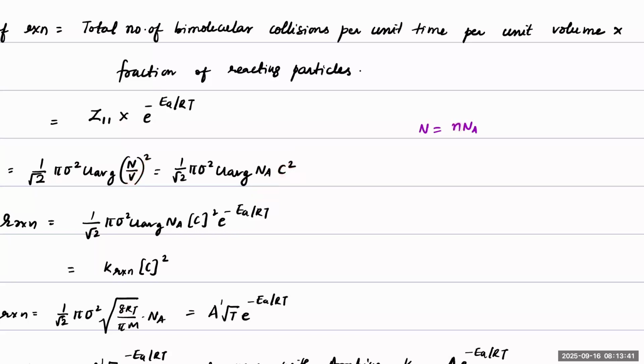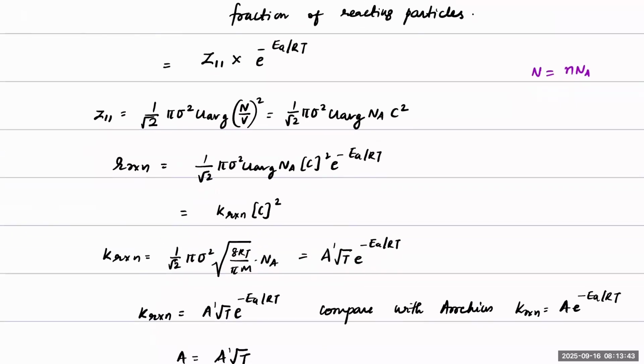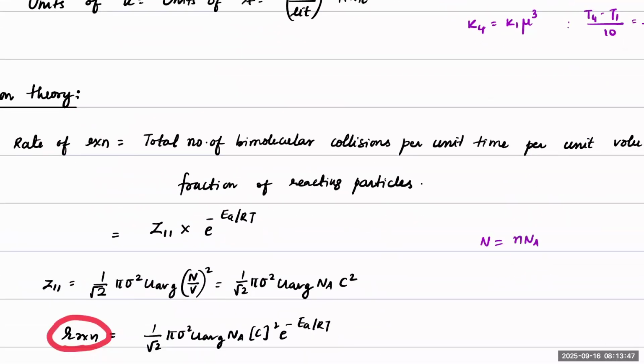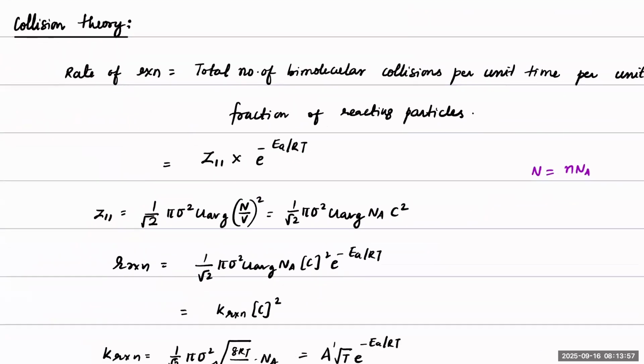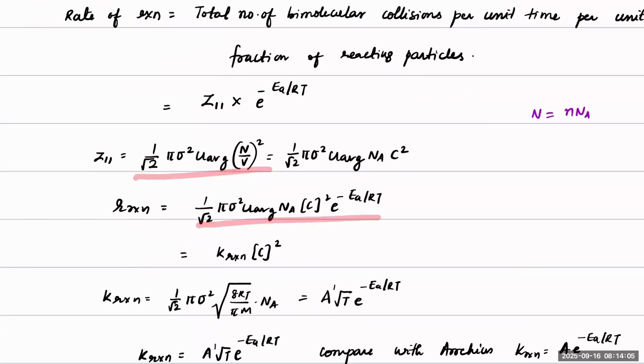Yes. Okay. So now you can see rate of the reaction will be equal to how many total number of bimolecular collisions multiplied by the fraction of reacting particles. This is how we defined it. Okay. So Z11 into this factor. Clear? Okay. So Z11 is this. Rate of reaction will be this.